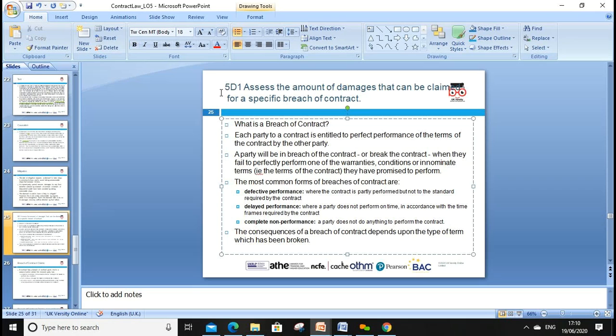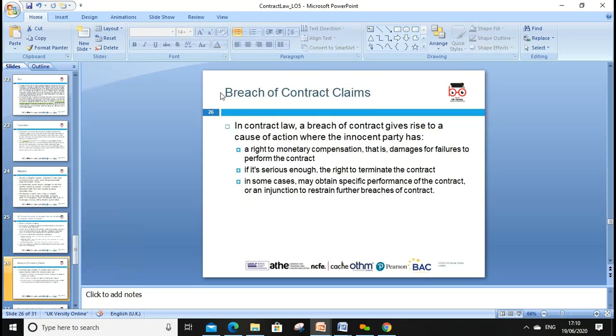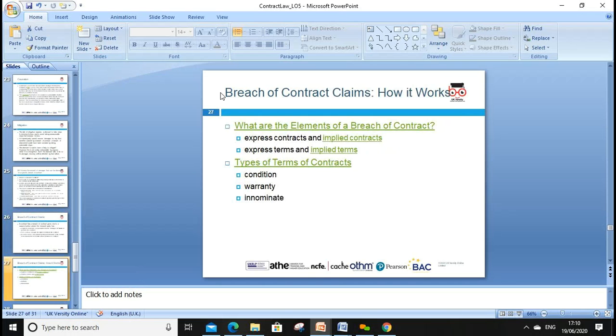And we agree something, like pension fraud and many PPI frauds and many things happen here as well. Breach of contract: in contract law, a breach of the contract gives rise to a cause of action, where the innocent party has the right to monetary compensation. These are the damages for failure to perform the contract. You did not provide what we were agreed, you did not look to the duty of care, as a shop.